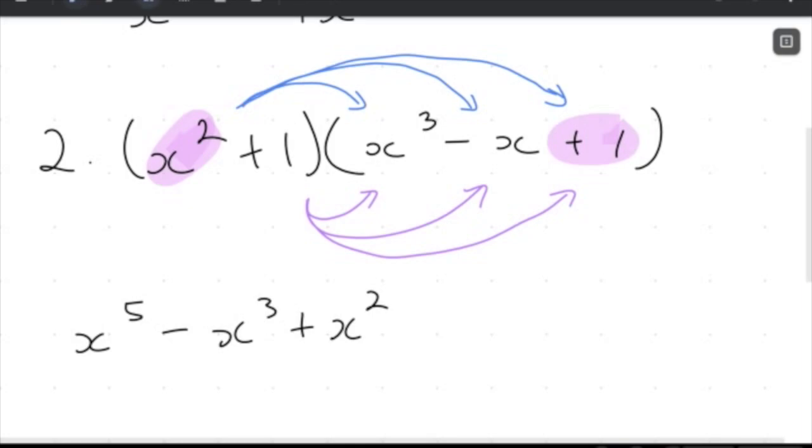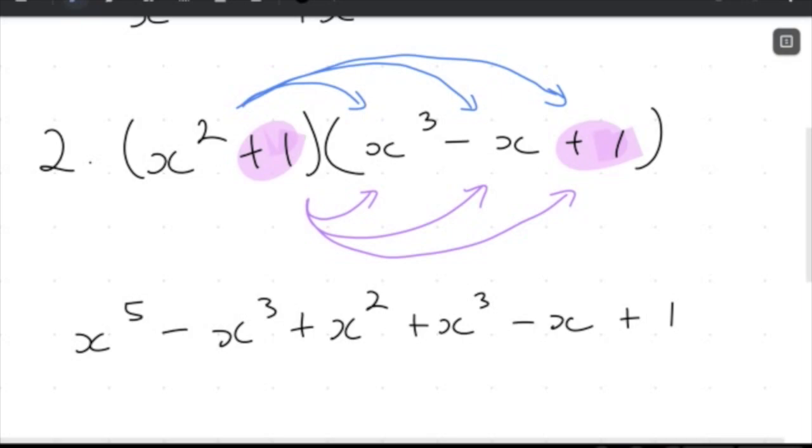So we've done the first part of it. Now we want to move to this positive 1 term. First of all, it's going to multiply by x to the power of 3. So that gives me positive x to the power of 3. Then we just go down the line basically. The 1 is going to multiply by negative x, which a positive and a negative is going to give me a negative x. And finally, my positive 1 is going to multiply by positive 1. I just get plus 1 at the very end here.